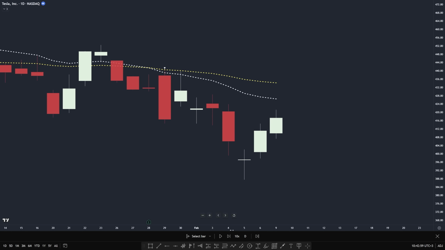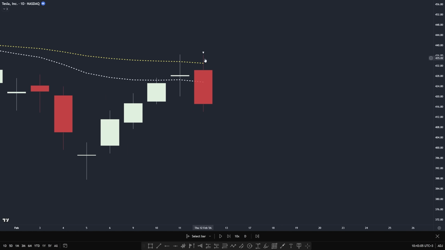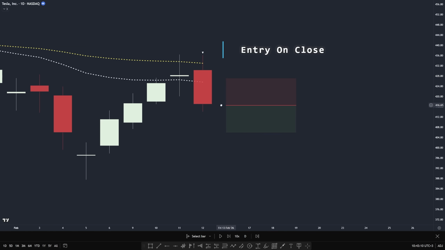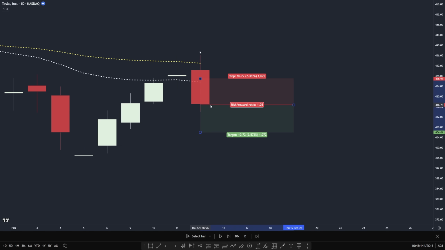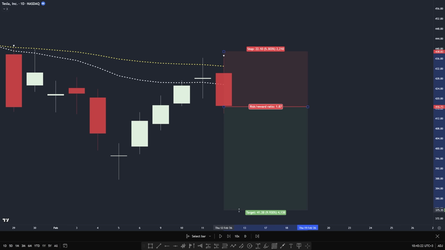The outside bar is the market telling you the pullback has resolved. You do not enter before it forms. Entry is always on the close of the outside bar. You wait for the daily candle to close. If the candle meets the rule, you enter. If it does not, you do nothing.